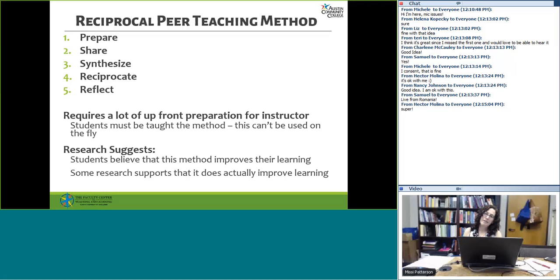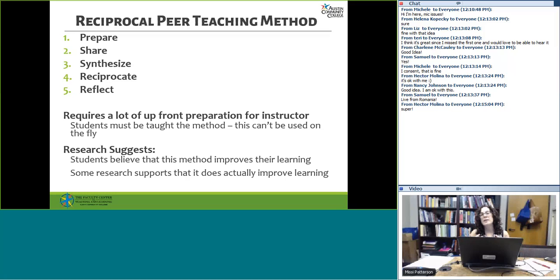After the preparation phase, students will share what they've learned by teaching their peers, and that's the share section. Then generally there's some time for everybody to talk it through and make sure that the information makes sense. They call that the synthesizing phase. Then those first 3 steps are repeated by the other team. So now the other students will have a chance to share and then synthesize. And then at the end, usually you want to bring the entire class together for some time to reflect.